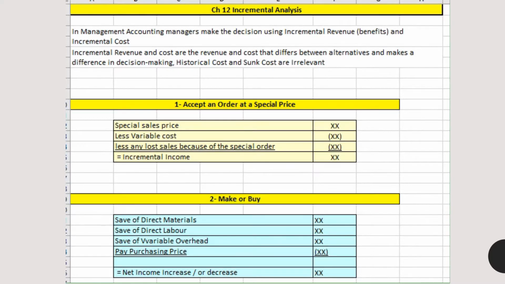Alright, so before we get into some specific examples, Chapter 12 is about incremental analysis, and often management accountants will make decisions using incremental revenue, otherwise known as cost-benefit analysis, before they make a specific decision. Some examples include if you want to accept an order at a special price: the special sales price, less any variable costs, less any lost sales because of the special order, equals your incremental income. So if there's a positive incremental income, you would likely accept the order at the special price.